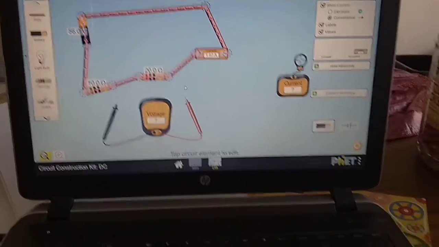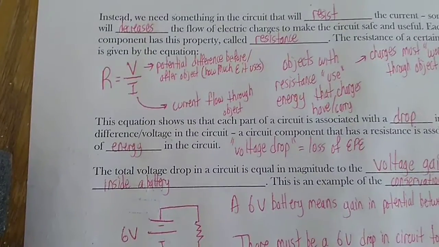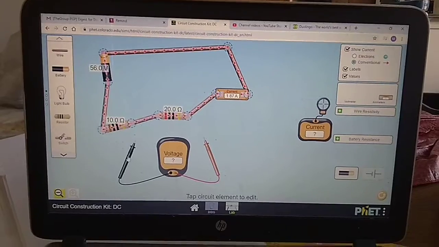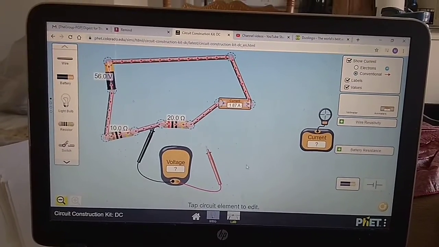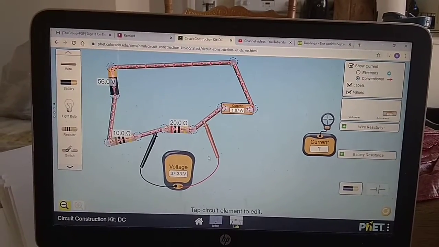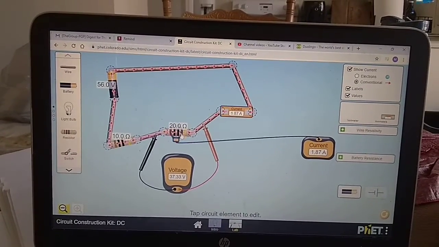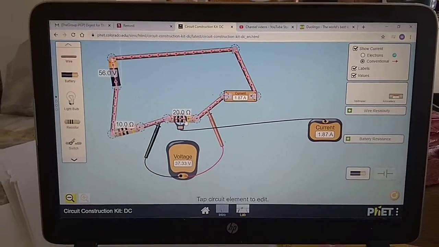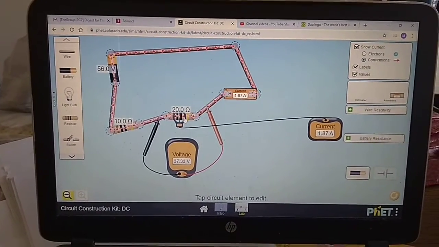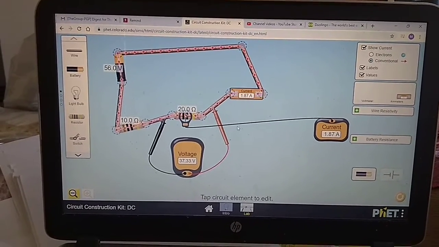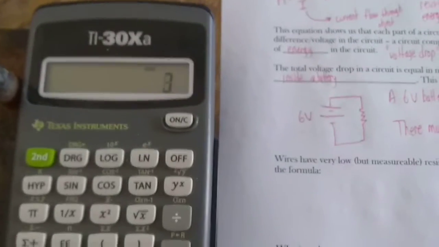We know from the notes that R is supposed to be equal to V over I. So if R is equal to V over I, then that 20 ohm resistor should be equal to the voltage drop around it, 37.33, and the current going through it. This is a specific type of circuit in which the current is the same everywhere. So I have 1.87 for the current through the resistor, same thing that this is reading us up here, and the voltage is 37.33. Let's see if that works.